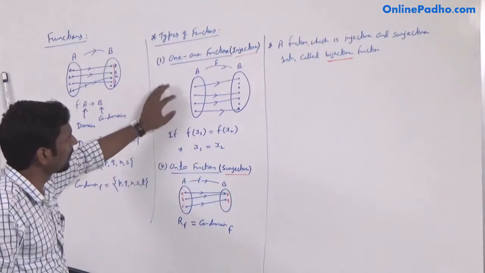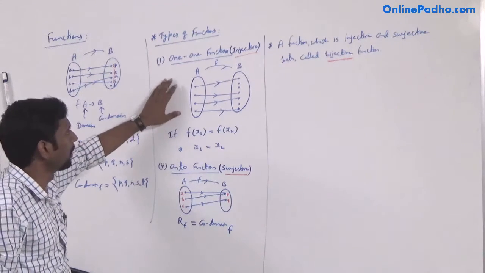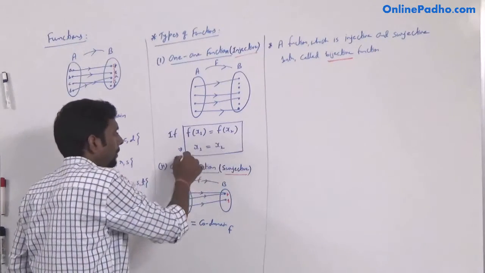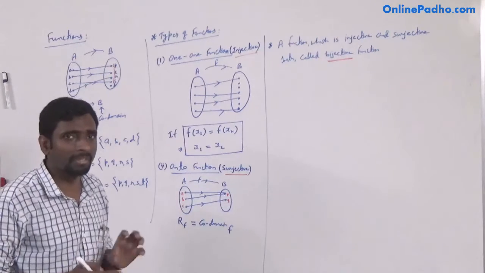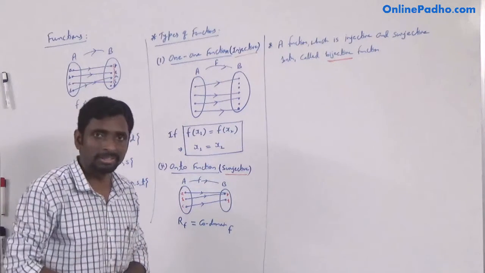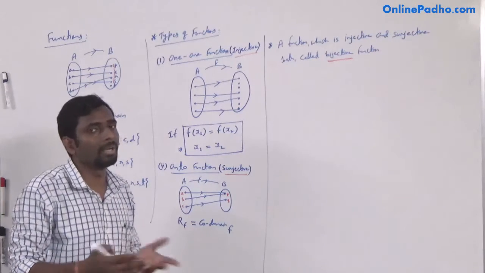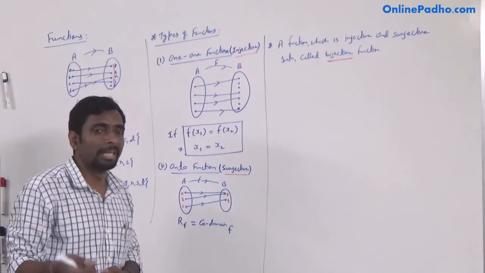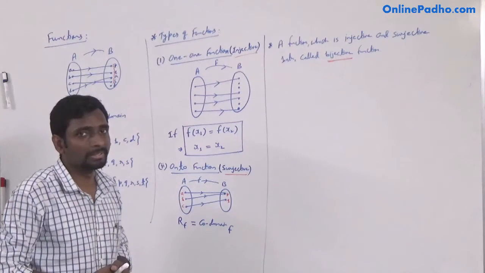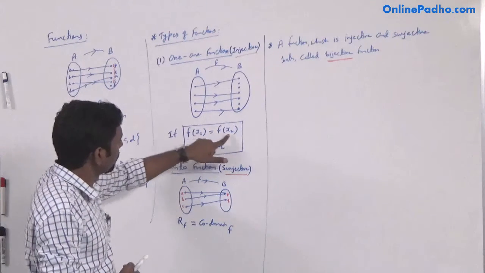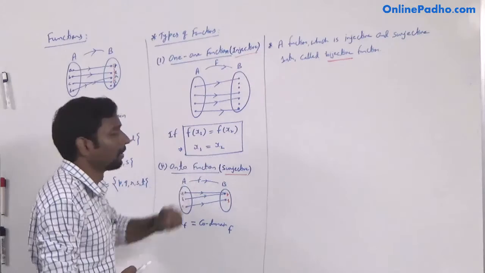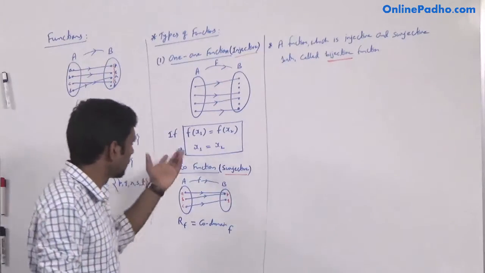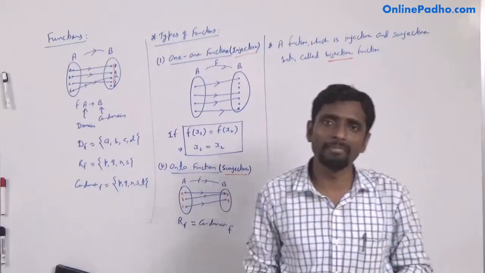If you have to check whether a function is one-one or not, you have to follow this rule. Let us consider for two elements f(x1) equal to f(x2). What do you mean by f(x)? If a function y is equal to f(x), then x is called domain and y is called range. If f(x1) equal to f(x2), I need to simplify this to get x1 equal to x2. If this is satisfied, then the function is one-one. We can say this either by this rule, or by the graph or the mapping.